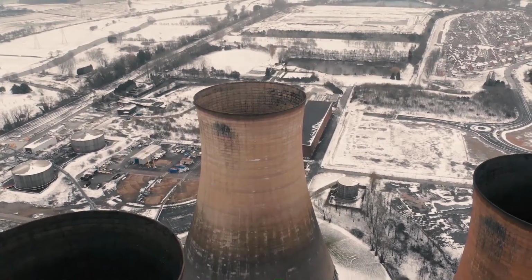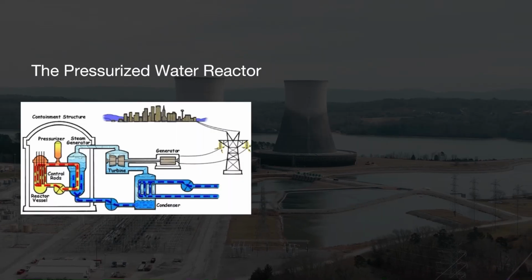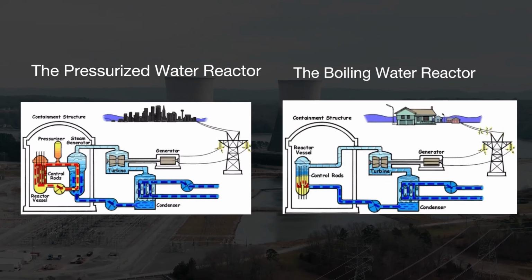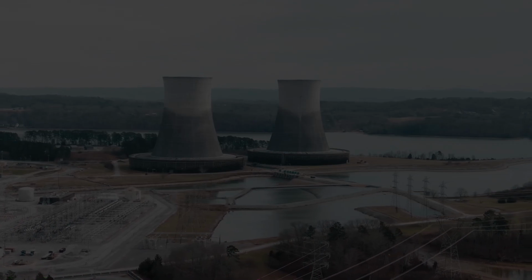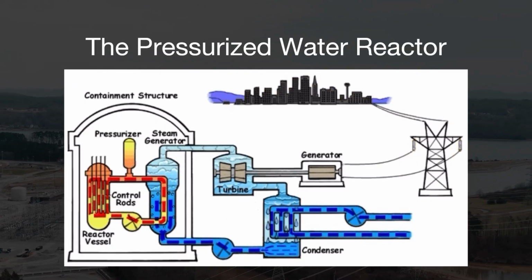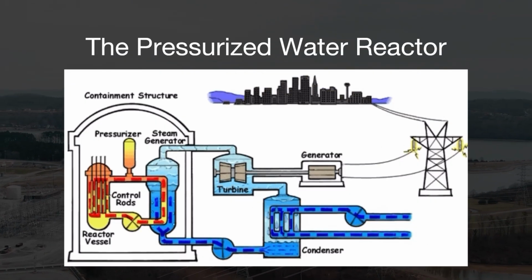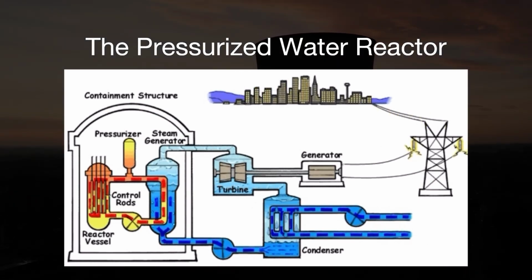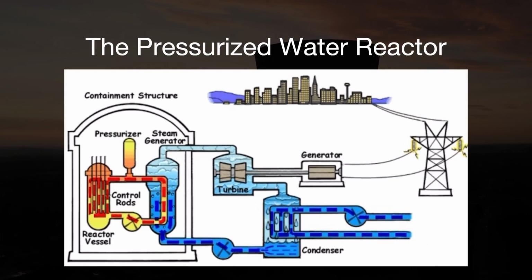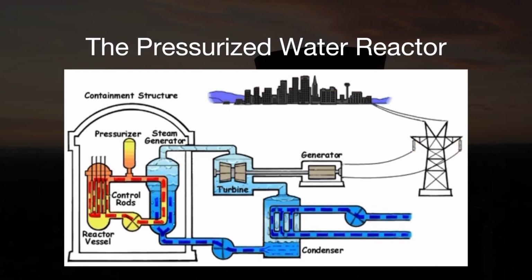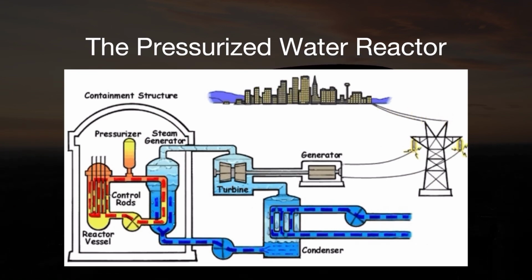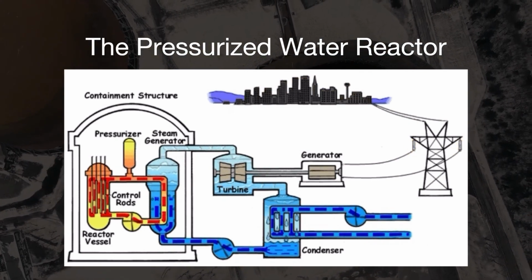There are two main types of nuclear reactor. First is the pressurized water reactor. Second is the boiling water reactor. The pressurized water reactor pumps water into the reactor core under high pressure to prevent the water from boiling. The water in the core is heated by nuclear fission and then pumped into tubes inside the heat exchanger. Those tubes heat a separate water source to create steam. The steam then turns an electric generator to produce electricity.